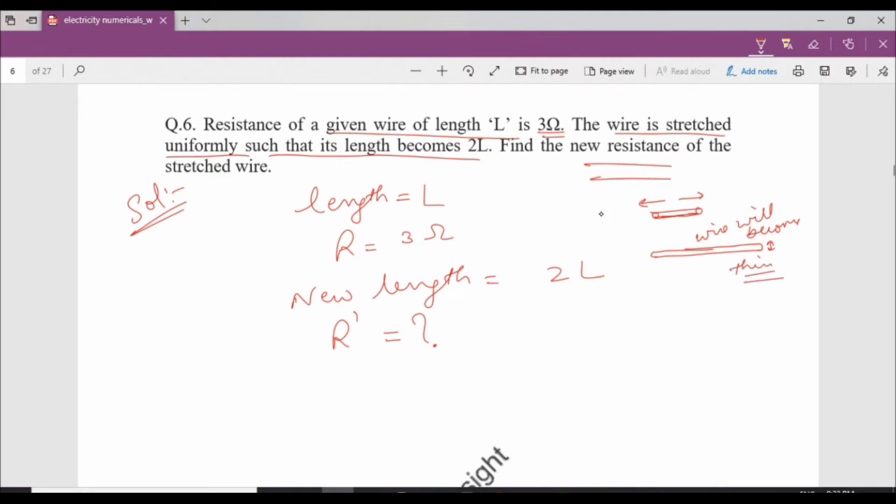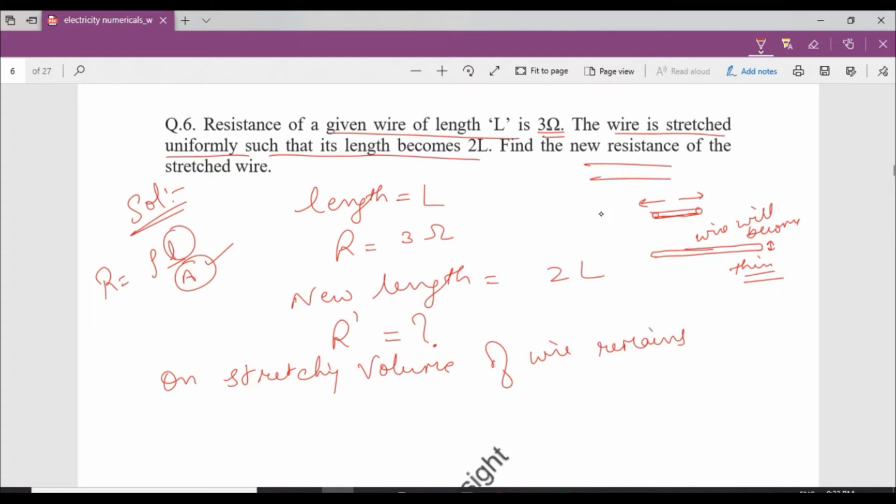Now the wire will become thin, but we do not have the area here, and the formula of resistance involving length is rho L upon A. But in this formula, we need the value of A. What will we do for that? Just apply a trick here: if we are stretching a wire, the volume of the wire remains unchanged. This is a trick which we will use.